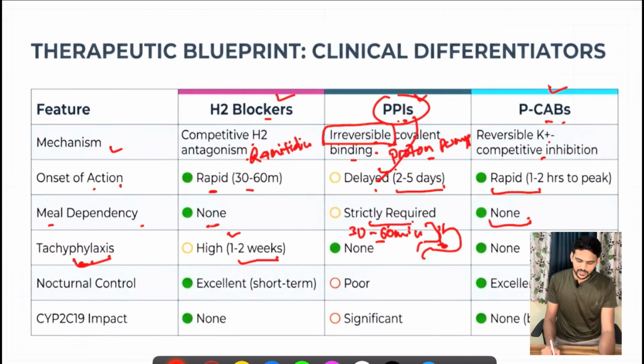Whereas this feature is not seen with PPIs as well as PCABs. That's why we can use these drugs for chronic acid suppression. Coming to the next feature, that is nocturnal control.